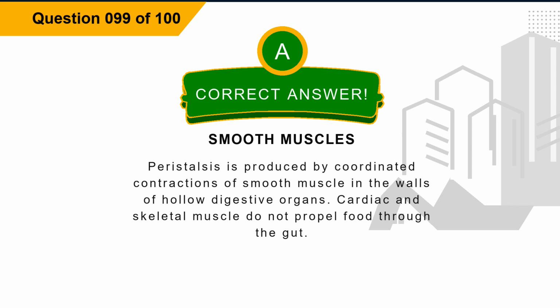Explanation. Peristalsis is produced by coordinated contractions of smooth muscle in the walls of hollow digestive organs. Cardiac and skeletal muscle do not propel food through the gut.